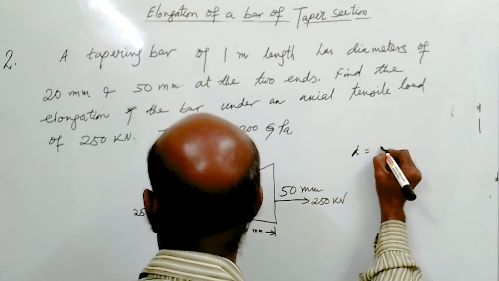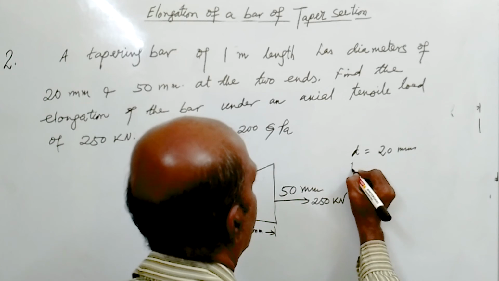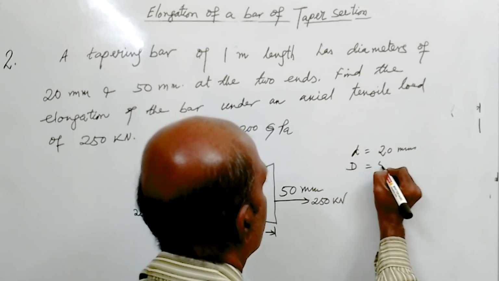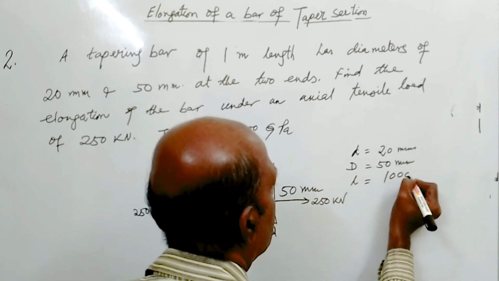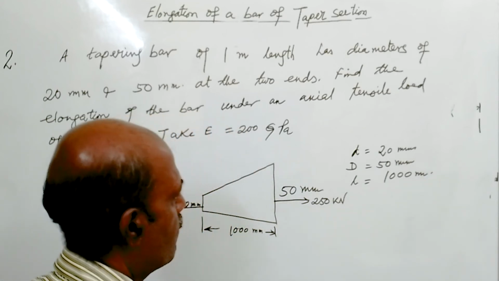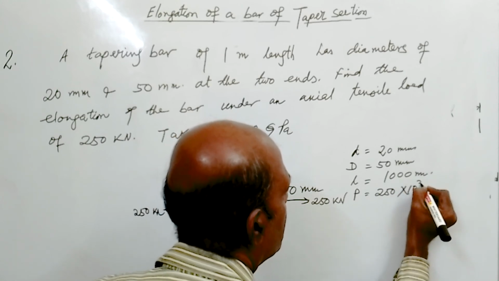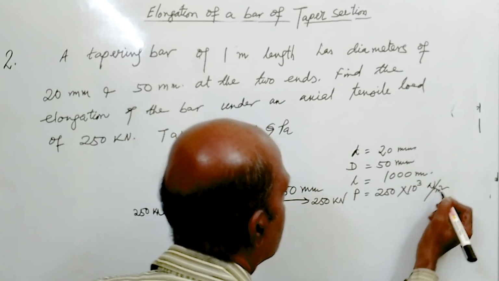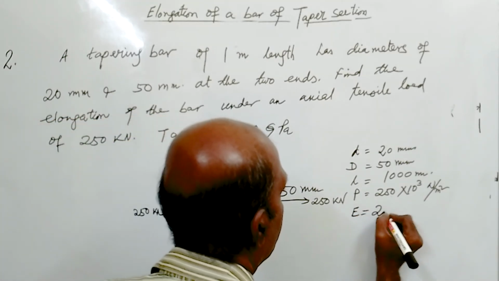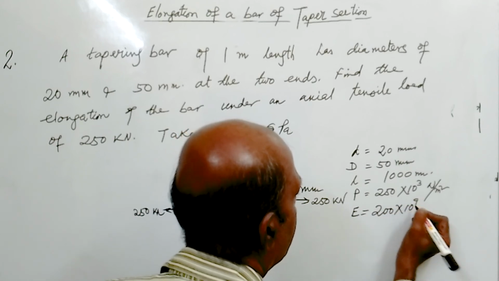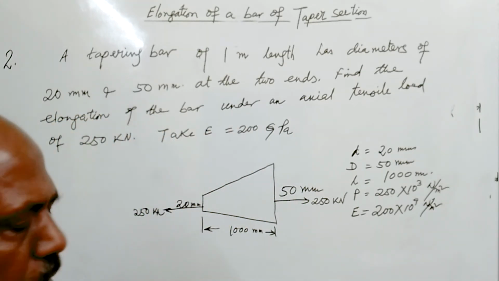So small d is equal to 20 millimeter, capital D is equal to 50 millimeter, L is equal to 1000 millimeter, P is equal to 250 into 10 to the power 3 Newton, and E value is given as 200 gigapascal, that is 200 into 10 to the power 9 Newton per meter square. Now we have to find the deformation of the bar.